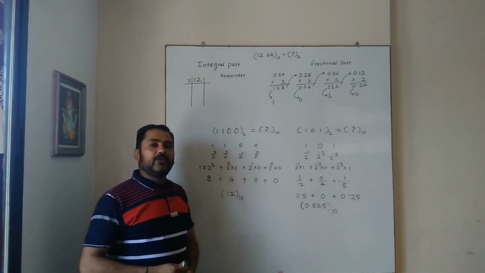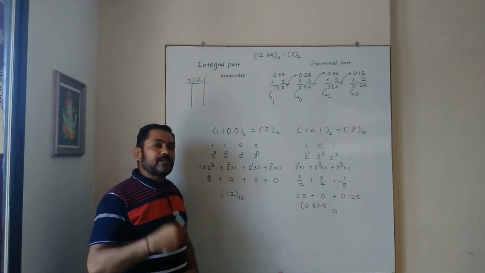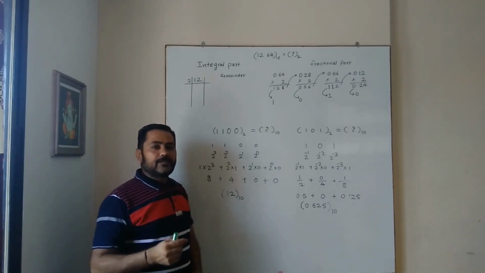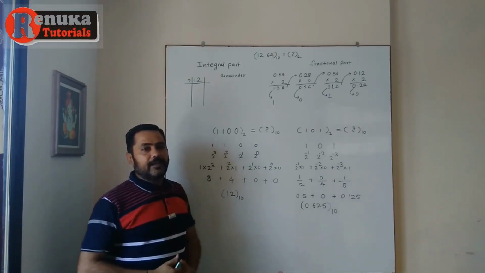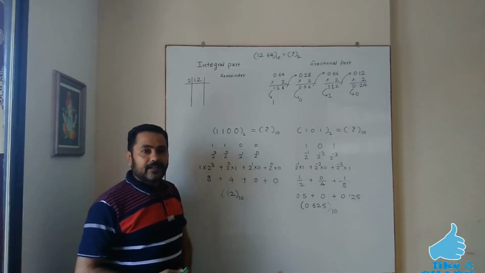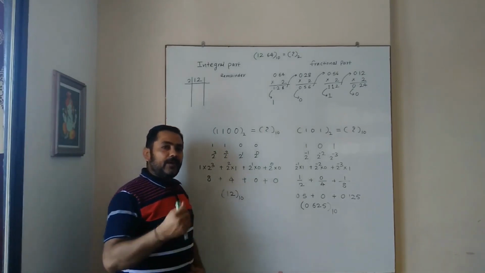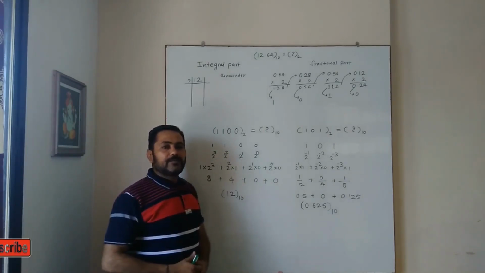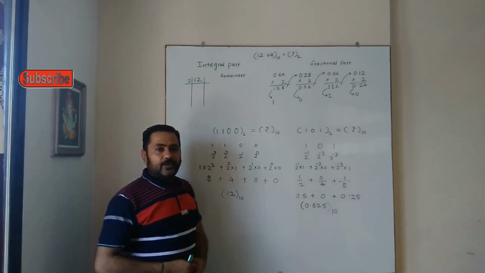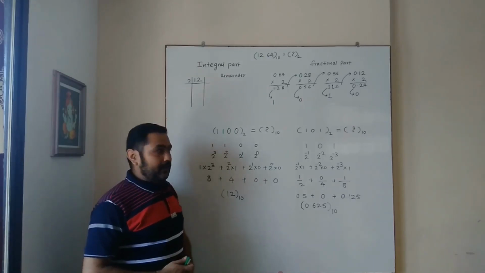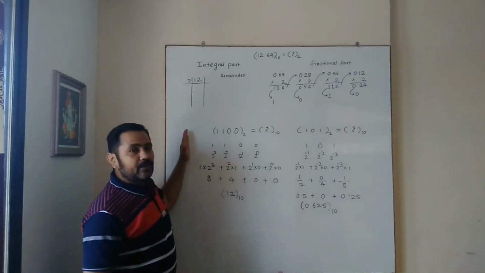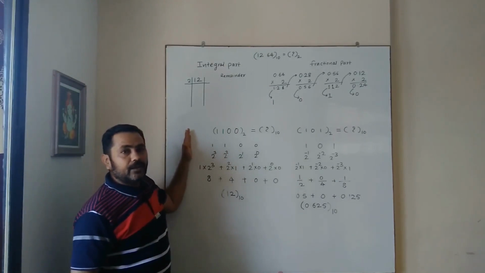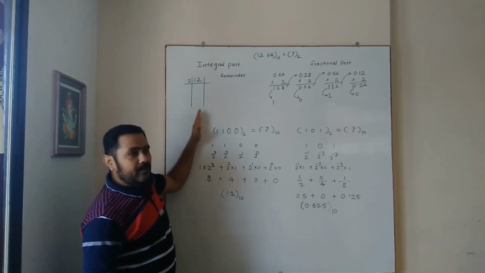So here we will discuss the number systems, that is the decimal number system, binary number system and hexadecimal number system. The problem is how these number systems are interconverted. First of all, we will discuss the conversion of decimal numbers into binary numbers.